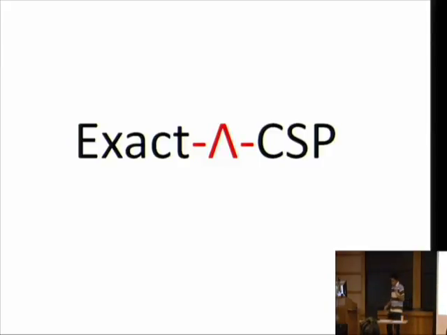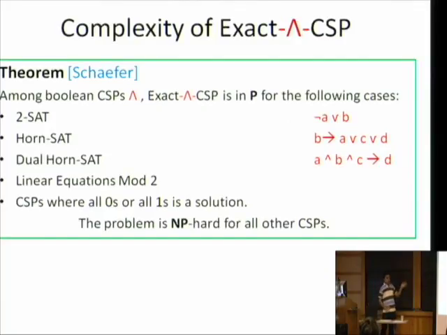What is the situation here? Firstly, for Boolean exact CSPs, we know a dichotomy, meaning that among all Boolean CSPs lambda, the exact problem is in polynomial time only in the following cases. 2 SAT, Horn SAT and dual Horn SAT, and linear equations mod 2, for which you can use Gaussian elimination, and CSPs for which all zeros or all ones is a solution. These are the only cases where it's polynomial time solvable, otherwise it's NP hard.